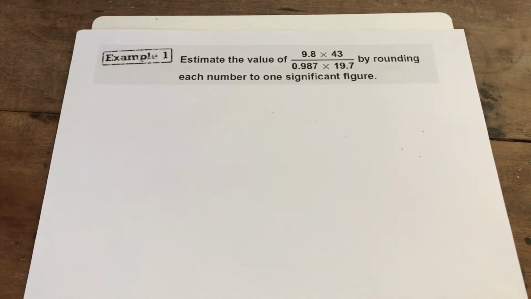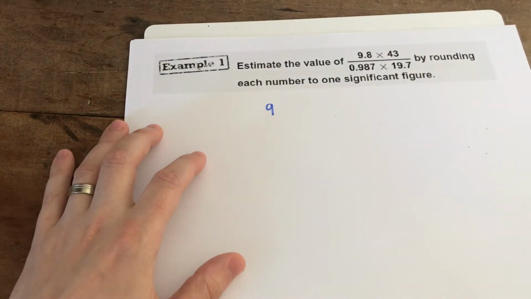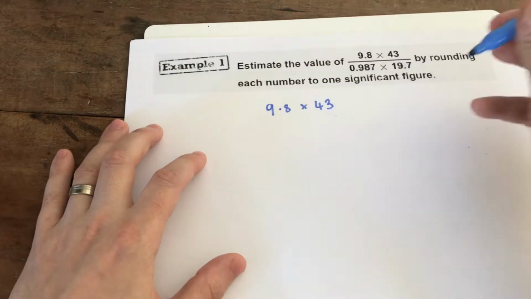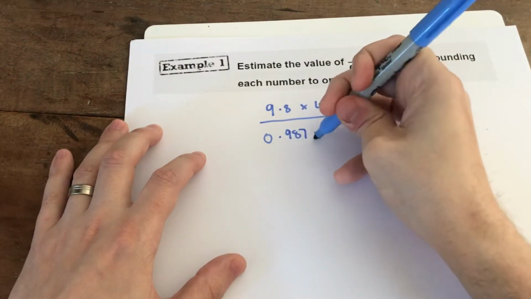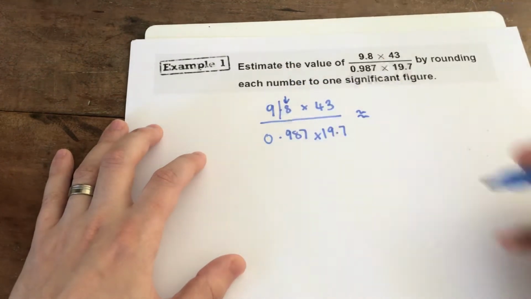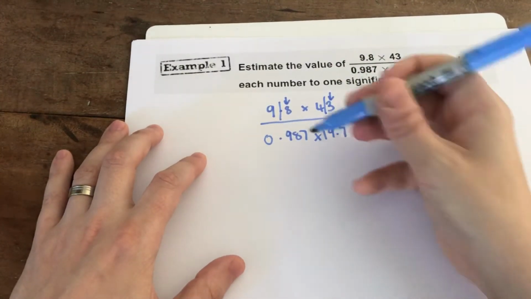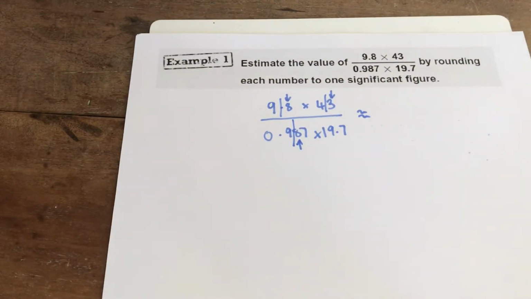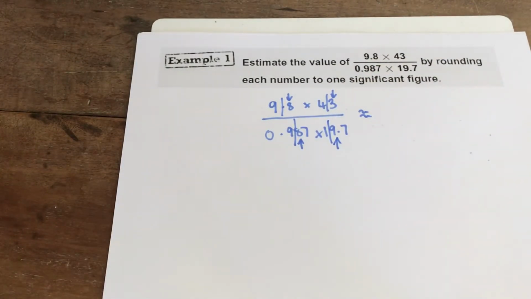I've got another example of this here. So if we have a look at this, we've got 9.8 times by 43 all over 0.987 times by 19.7. So we're going to look at the 8 for this number. We're going to have a look at the 3 for this one. Now this one's more complicated. Our line goes after the 9 because we round after the first non-zero number. And then we have a look at the 9 for this one.